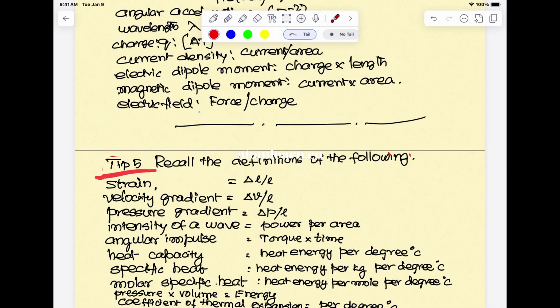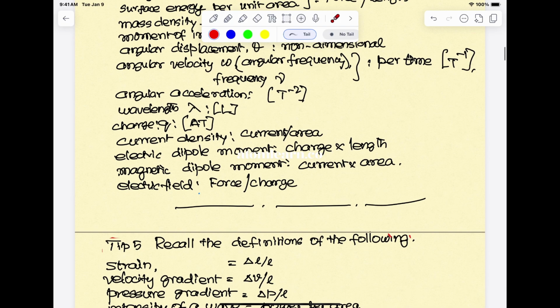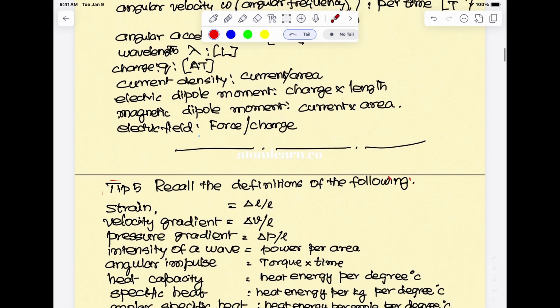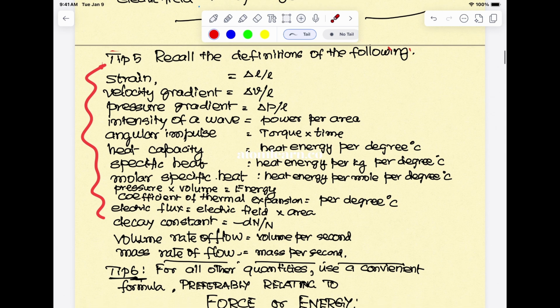Then tip number 5. Now, you may not remember the definitions of the following tough quantities. What is the difference between tip number 4 and tip number 5? For tip number 4 quantities, you automatically know what they mean, or what the definition is, what the relation is in terms of the basic quantities. Whereas tip number 5, many of you may not remember it, and therefore I want you to go through this small list and understand the relation with the fundamental quantity.